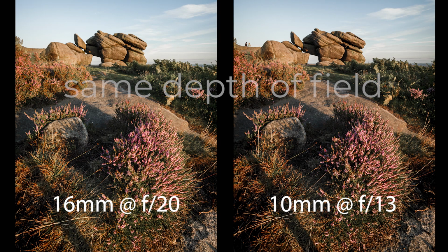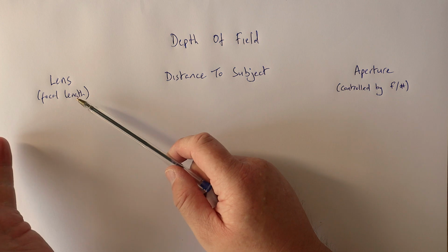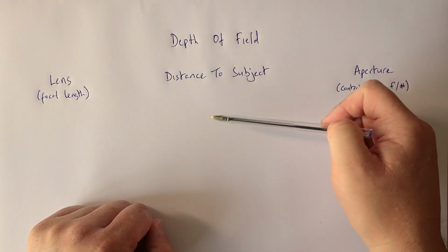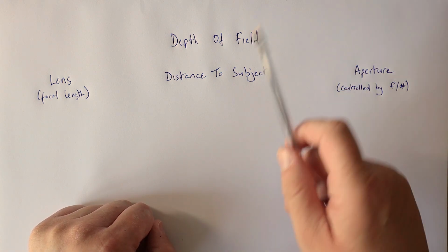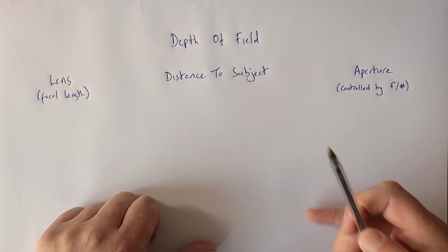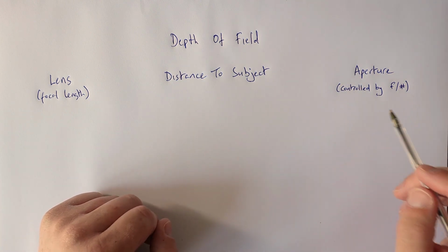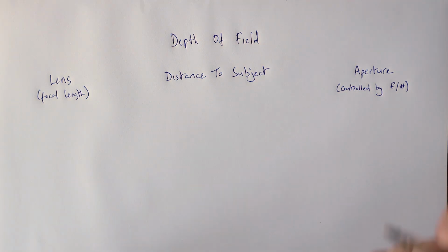All right, so let's get into the science behind depth of field. Depth of field is controlled by three things, or is impacted by three things. The first one being your lens, or more to the point, your focal length. The second being the distance between your camera sensor and the subject. And the third being your aperture. Now, aperture isn't f-stops, but aperture is controlled by f-stops. Let me explain a little bit more because this is important.